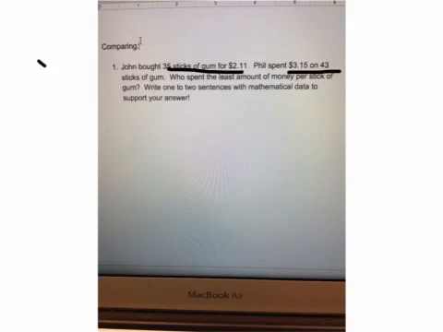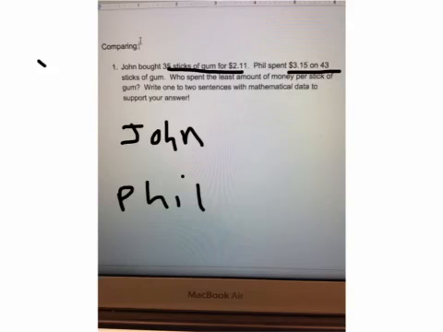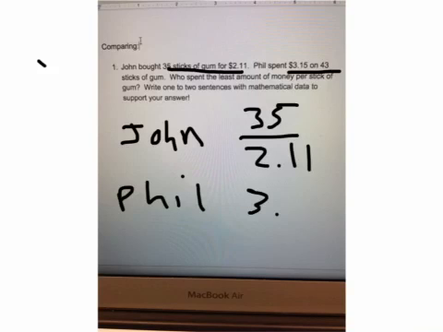I'm going to have 2 different ones. I'm going to have John. You should be writing this down too. John, and I'm going to have Phil. John went 35 sticks of gum for $2.11, and Phil 43. Okay, now I need to compute this.